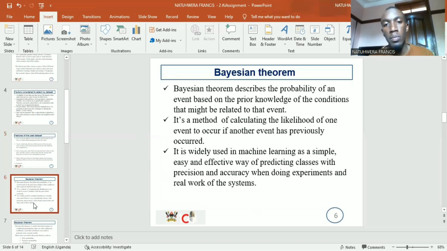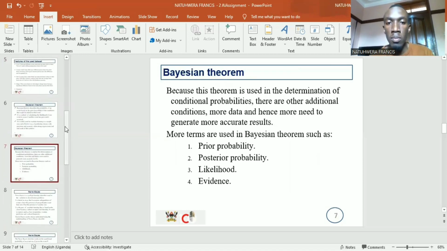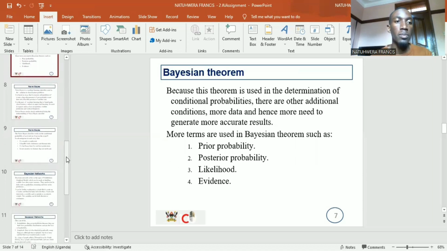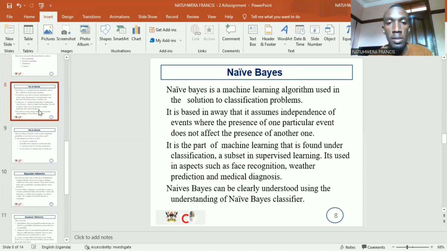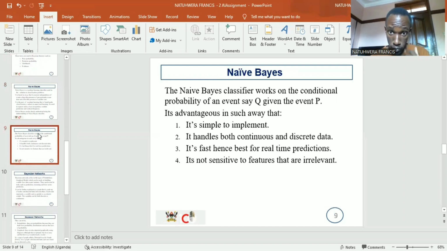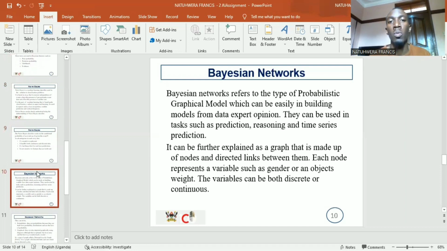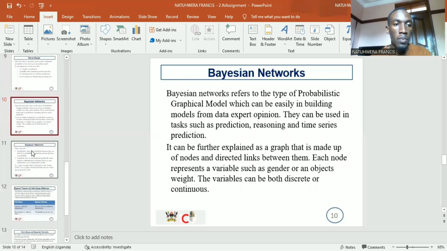Then we have the Bayesian theorem, which is widely used in machine learning as a simple, easy, and effective way of predicting classes with precision and accuracy. The Bayesian theorem has terms like the prior probability, posterior probability, the likelihood, plus the evidence. Then Naive Bayes. We also have the Bayesian networks, which are of two types: the probabilistic and the graphical.